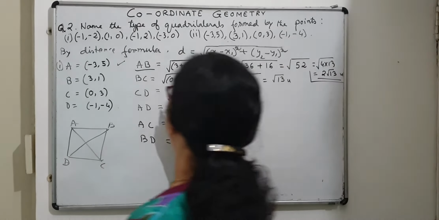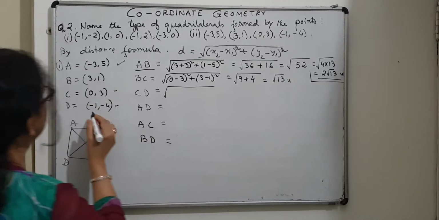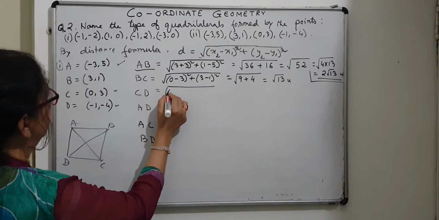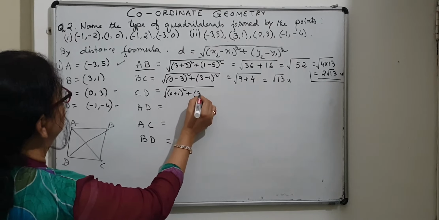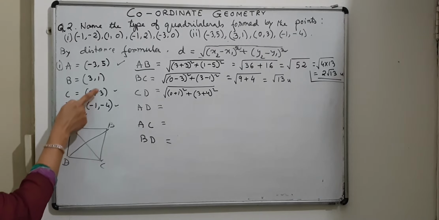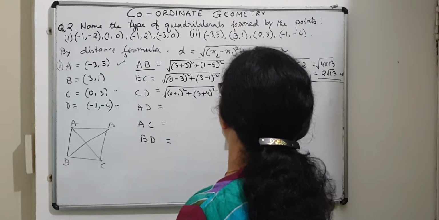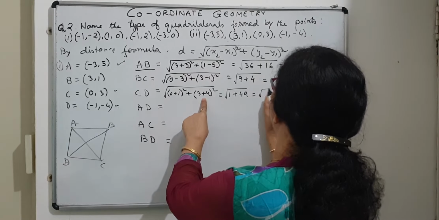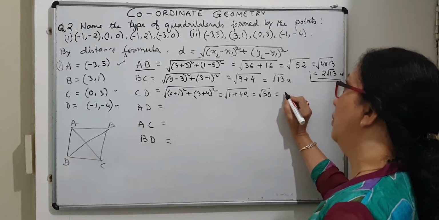Root 13. Now CD. CD is this and this. So under root, CD is minus 1 minus 0 whole square plus 3 plus 4 whole square. I have done this time this minus this. 3 plus 4. So it is under root 1 plus 49. So it is root 50. This can be written as 25 into 2, so 5 root 2.